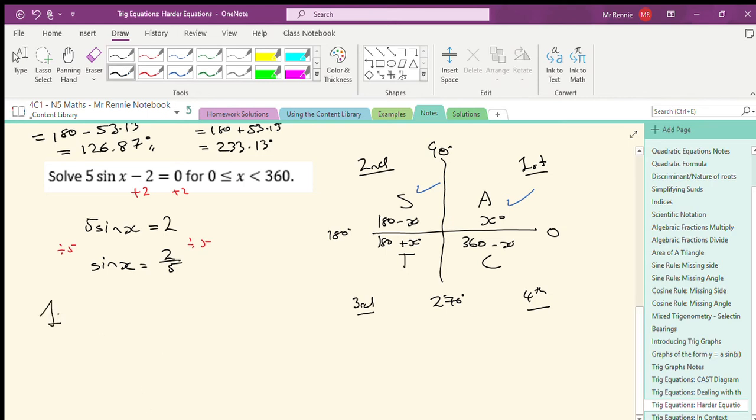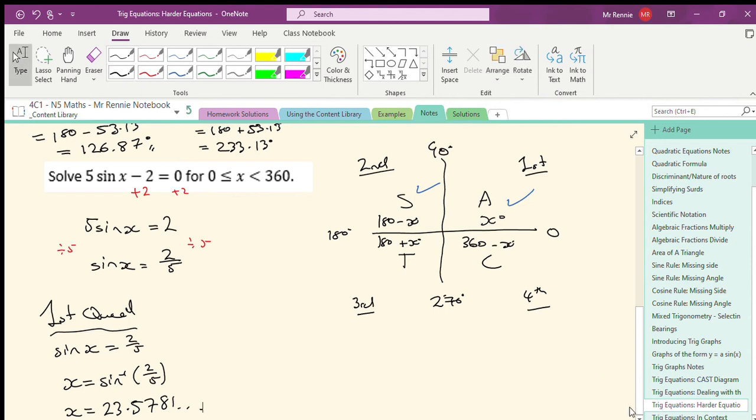So let's find out in the first quadrant now. The first quadrant is going to be when sin x equals 2 over 5. Let's rearrange that. That's going to be when x equals the sine inverse of 2 over 5. Use your fraction button on your calculator, it keeps everything nice and neat. And what we get when we do that is 23.5781 continued. That's what we should get anyway.